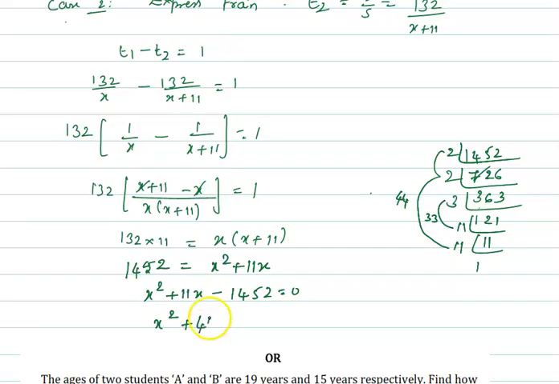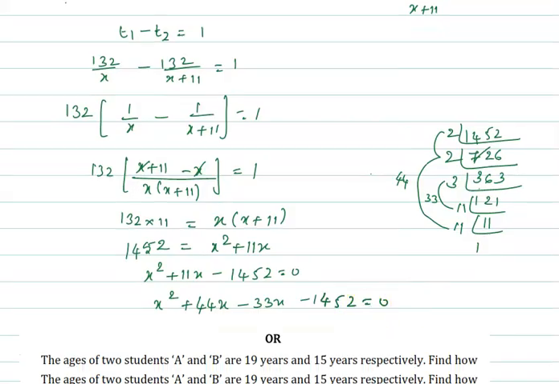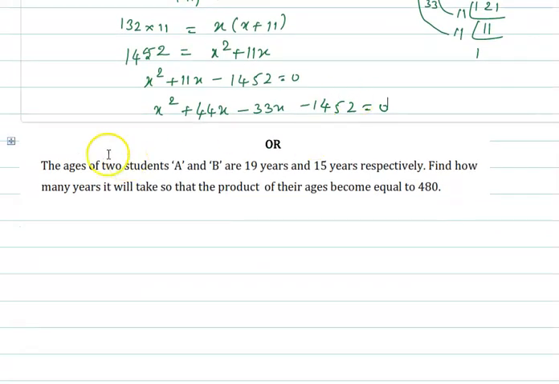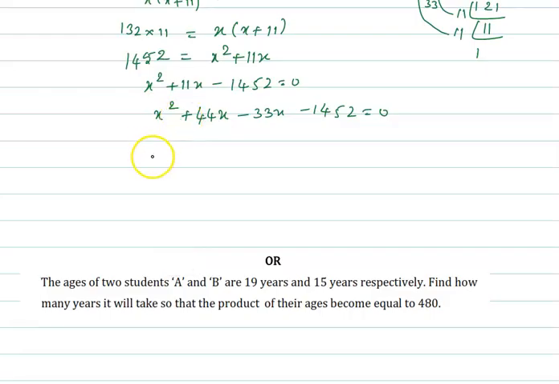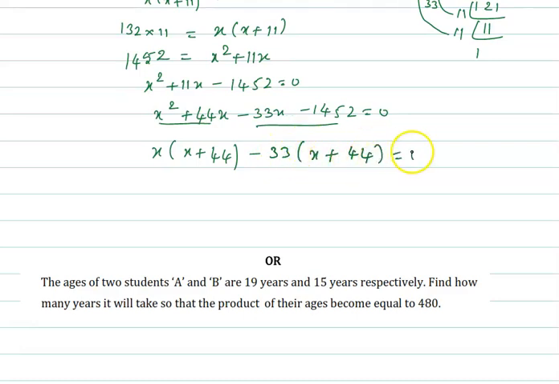x square plus 44x minus 33x minus 1452. Now I am going to simplify this. Here x is a common factor in the first group, I will get x plus 44. In the second group, minus 33 is the common factor, and I will get x plus 44 as well.